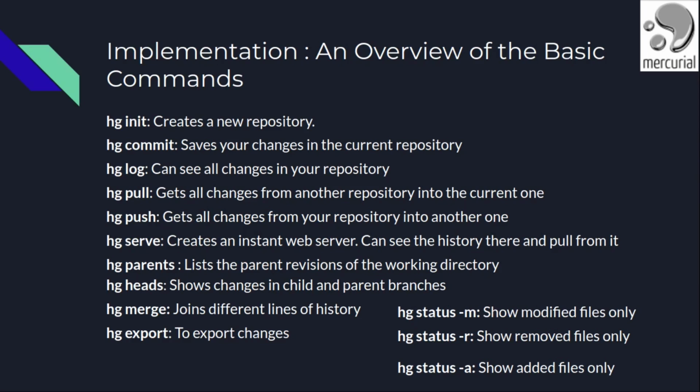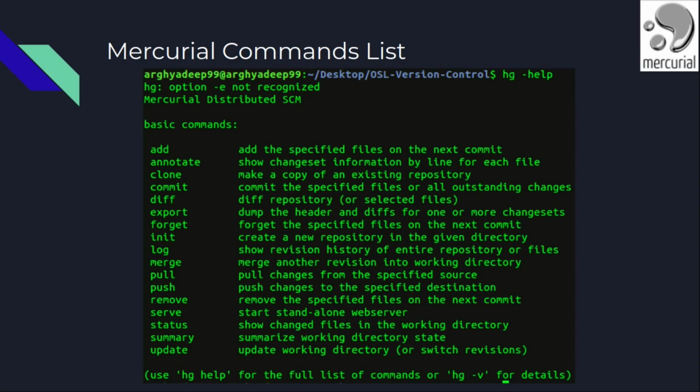Coming to some overview of the basic commands. hg will create a basic repository. There are other instructions which are similar to what we have used in GitHub. For example, commit to save changes, log to see your history, pull to get all changes from another repository, push your changes that you have made in your repository, serve to create an instant web server on localhost, hg merge to show the different lines of history, and then hg status with different flag values to show different kinds of files. So here is a list of Mercurial commands which you can get by typing hg help.